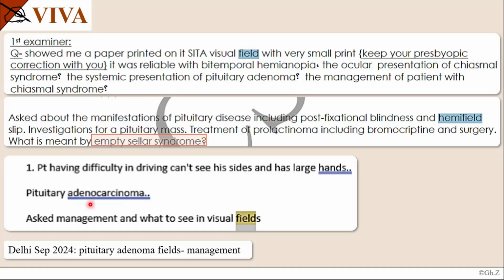Also here, try to avoid saying pituitary adenocarcinoma. We usually say adenoma, because when it comes to brain tumors, it's a space-occupying lesion. It's dangerous if left untreated, okay? So it doesn't really matter to classify adenoma or adenocarcinoma. This is something we can know after excision of the tumor and biopsy. We can somehow know pre-operatively from the aggressive course. But generally speaking, we usually say pituitary adenomas. And as you can see, the candidate was asked about post-fixation blindness and hemifield slip that we discussed earlier.